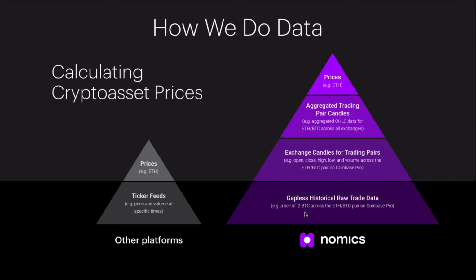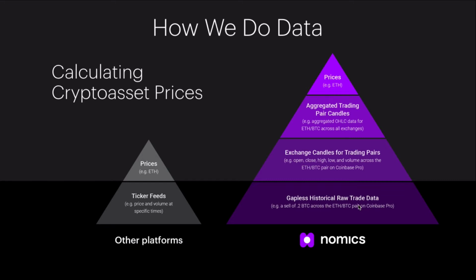So we'd start off with all the trades on all the Ethereum pairs, and this is an example of one. Then we would move to creating exchange candles based on this pair. If we have all these trades, we can create the candle for the Ethereum to BTC pair on Coinbase Pro. From there, we can create aggregated candles for Ethereum to BTC across all exchanges, and then we would aggregate those and arrive at price.